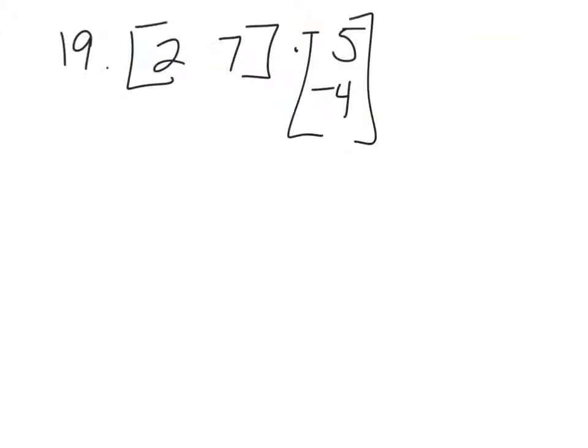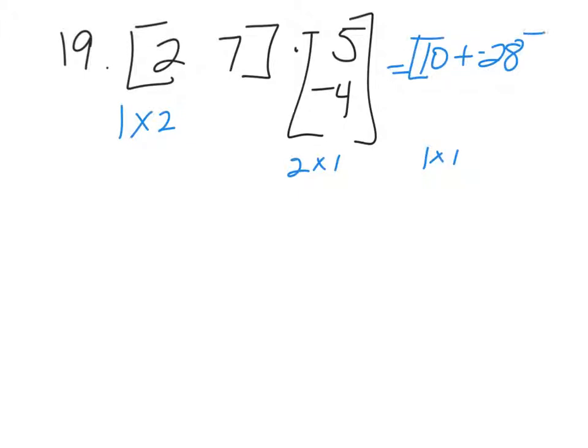When we multiply matrices, it goes row by column. This is a 1 by 2, and this is a 2 by 1, so I'm going to get a 1 by 1. Going row by column, we have 2 times 5 is 10, plus 7 times negative 4 is negative 28. So we're only going to have one element in our answer, and it's negative 18.